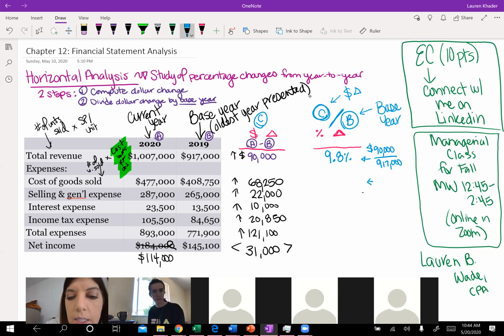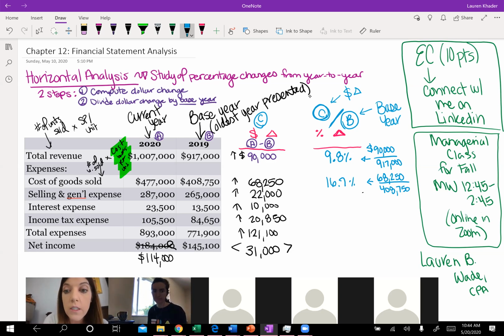So when you take 68,250, the change for cost of goods sold, divided by 408,750, cost of goods sold in 2019, how much did cost of goods sold increase by? 16.7. 16.7%. So would this have met my assumption? No. Correct. The answer is no. Cost of goods sold did not increase by roughly the same amount as revenue. It increased by a higher amount.